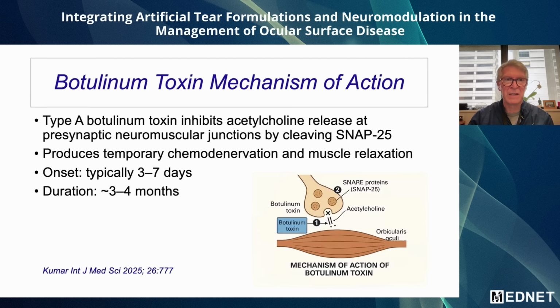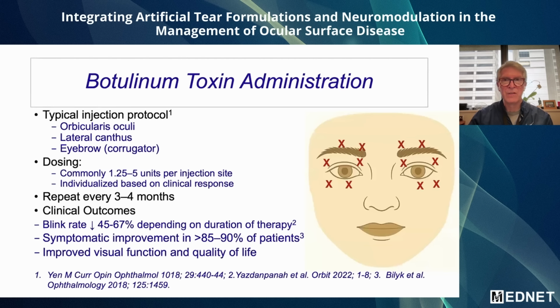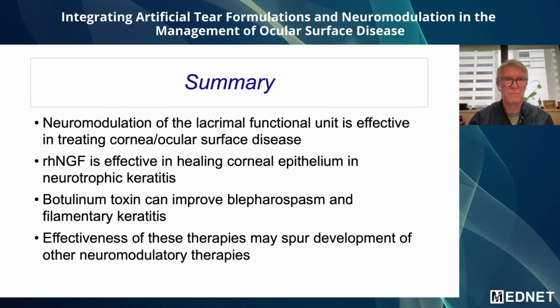Onset is within 3 to 7 days, and duration usually lasts for 3 to 4 months. This is the typical injection protocol: in the orbicularis, lateral canthus, and eyebrow. And the dosing is 1.25 to 5 units per injection site.